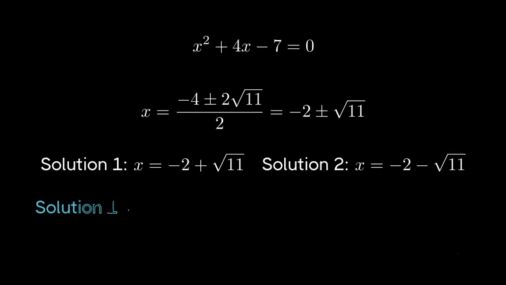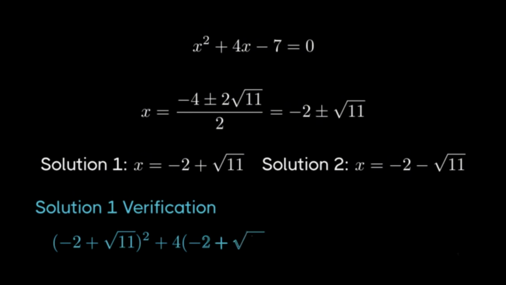Starting with our first solution, x equals negative 2 plus square root of 11, we'll substitute this value into the original equation to see if we get 0. Let's expand this step by step. For the first term, we need to square negative 2 plus square root of 11. Using the formula for a squared binomial, we get 4 plus 11 minus 4 times the square root of 11. For the second term, we multiply 4 by negative 2 plus square root of 11, giving us -8 plus 4 times the square root of 11.